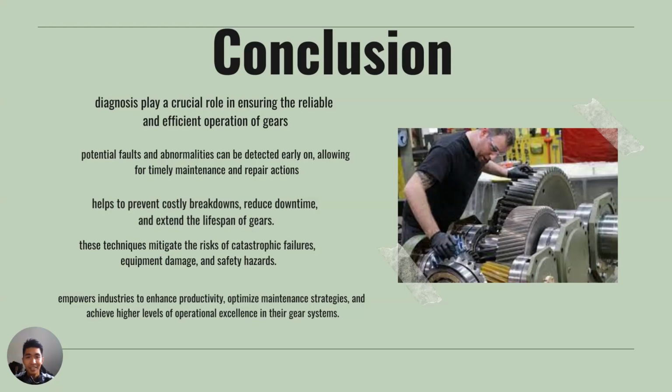So monitoring is a very crucial part for any system or machine that involves gear. The techniques used will mitigate the risk of catastrophic failure, equipment damage, and safety hazards. If we monitor periodically, not continuously, since continuous monitoring is more costly, it's timely maintenance. So the risk of failure becomes lower, equipment damage is lower, and safety is higher because the work environment is properly maintained.